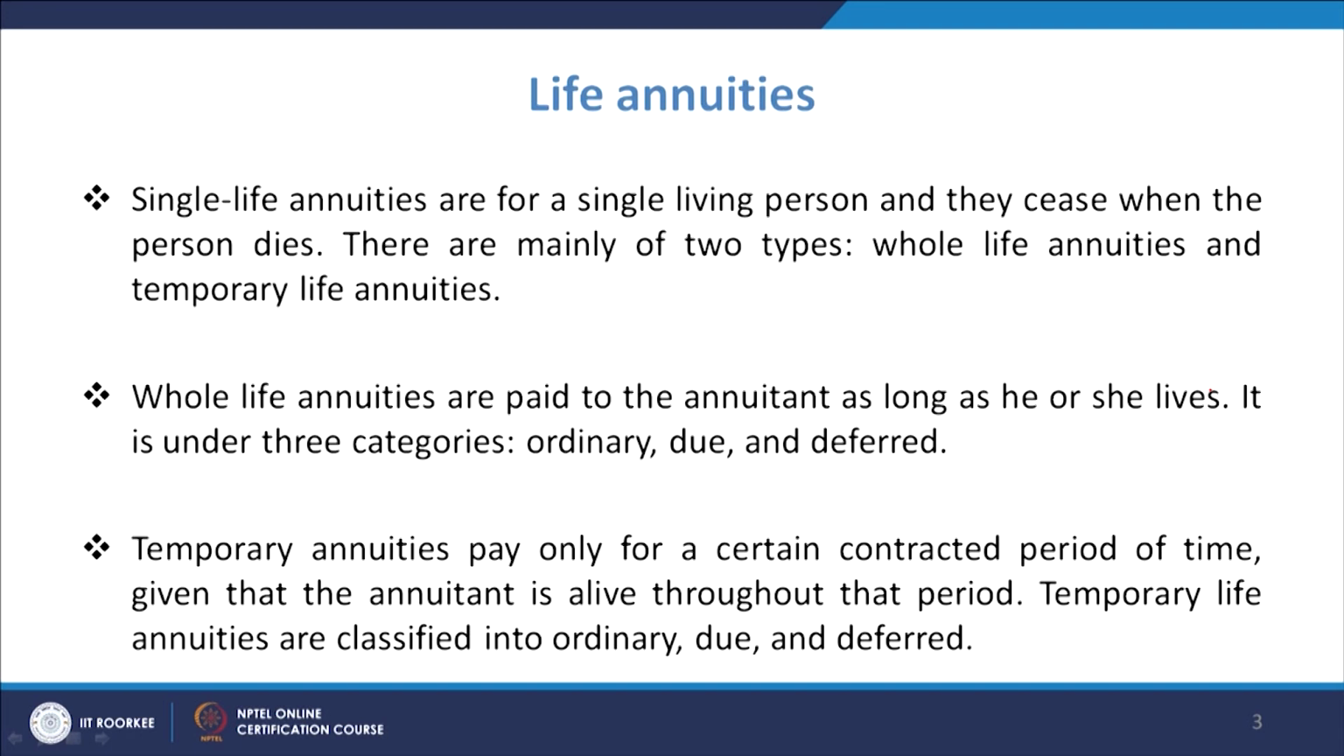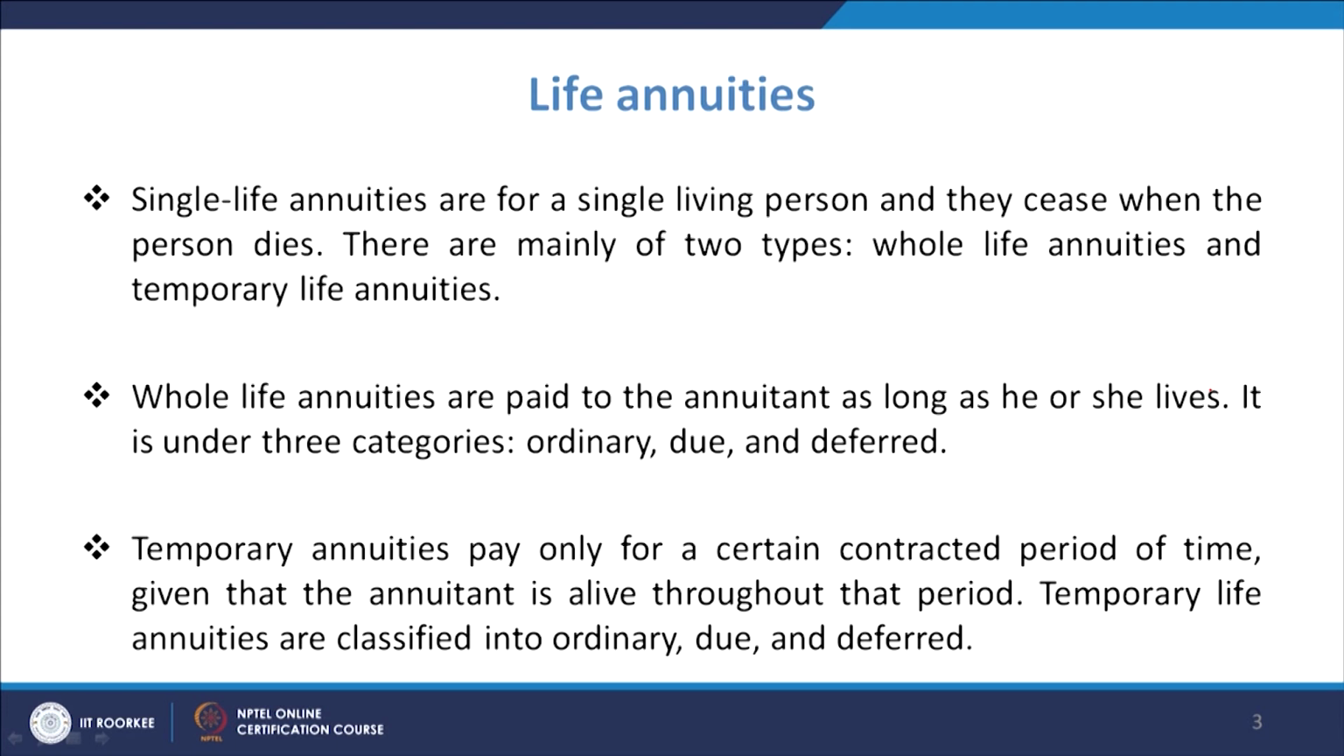Now, the next thing which we wish to get introduced will be the life annuities. Now, we are going to discuss the single life annuities, and the single life annuities are for a single living person and they cease when the person dies. They are normally of two types, one is whole life annuities and another is temporary life annuities. The whole life annuities, as the name indicates, are paid to the annuitant as long as he or she lives. It is under three categories: ordinary, due and deferred.